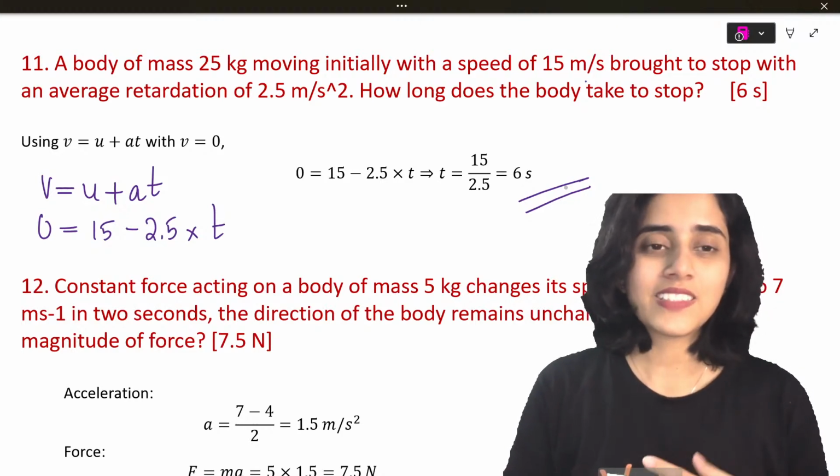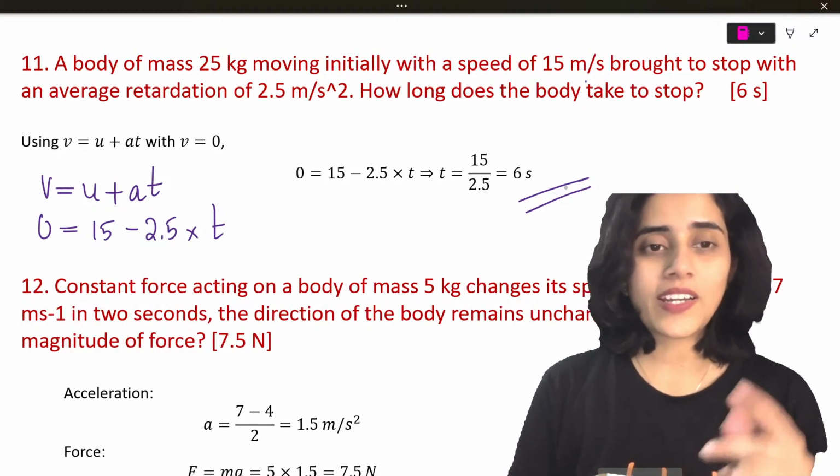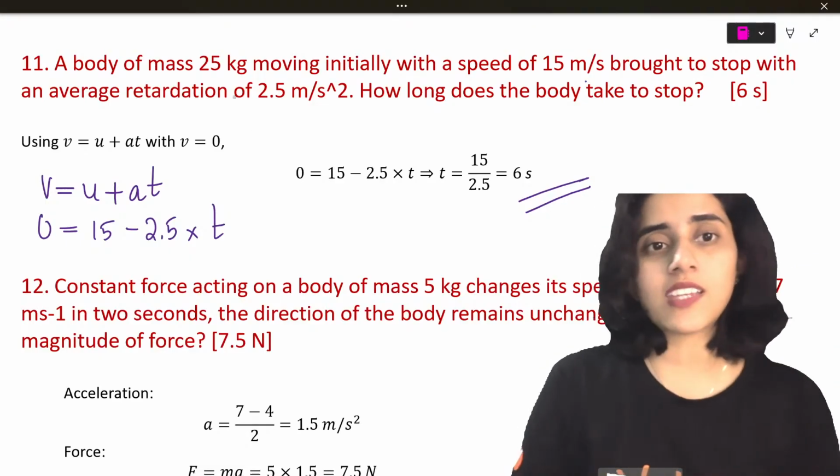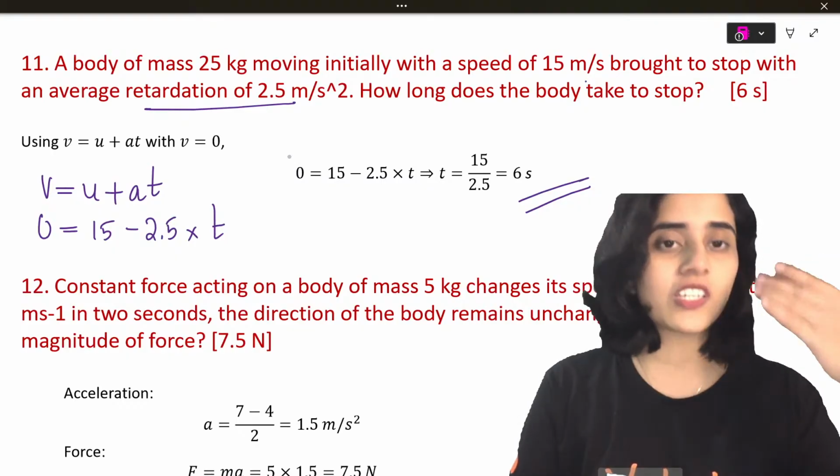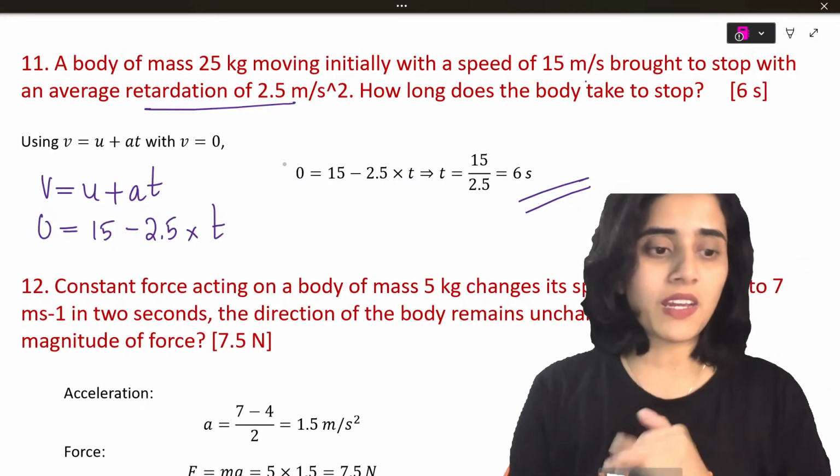Yeah? Okay? Why did I take minus 2.5? Because in the question it says retardation 2.5. But I need acceleration. If retardation is 2.5, acceleration will be minus 2.5.